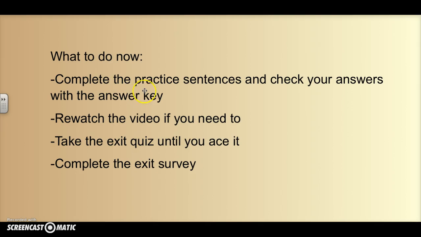So what you should do now is complete the practice sentences and check your answers with the answer key. Rewatch the video as you go if you need to. If you find that you're missing a lot of things on the answer key, go back and watch this video again and see if you can't make more sense of it. Take the exit quiz as many times as you need until you get a perfect score, and then please take the exit survey on Schoology. That way I know if we need to spend a little bit of time in this class or if I should just catch you and we should go over it individually. That's all I have about conjunctions.